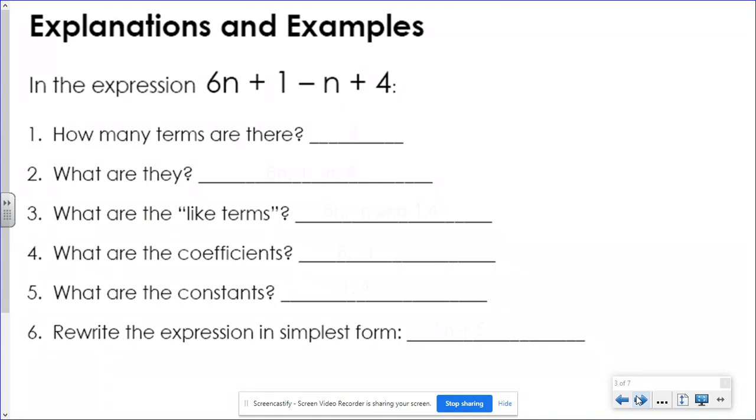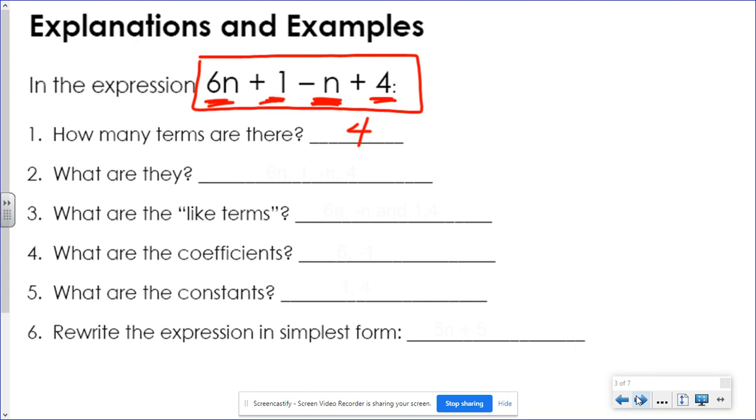So you're going to have a couple of problems like this today in your homework. I've got this long expression up here. I've got 6n plus 1 minus n plus 4. I want to be able to answer all these different things based on what we now know about the vocabulary stuff. So how many terms are there? The terms, remember, are the things that are separated by addition and subtraction. There are 4 terms. There's 6n, there's a 1, there's this n, that subtraction throws me off a little bit, but don't worry about that for a moment, and there's a 4. So there are 4 terms.